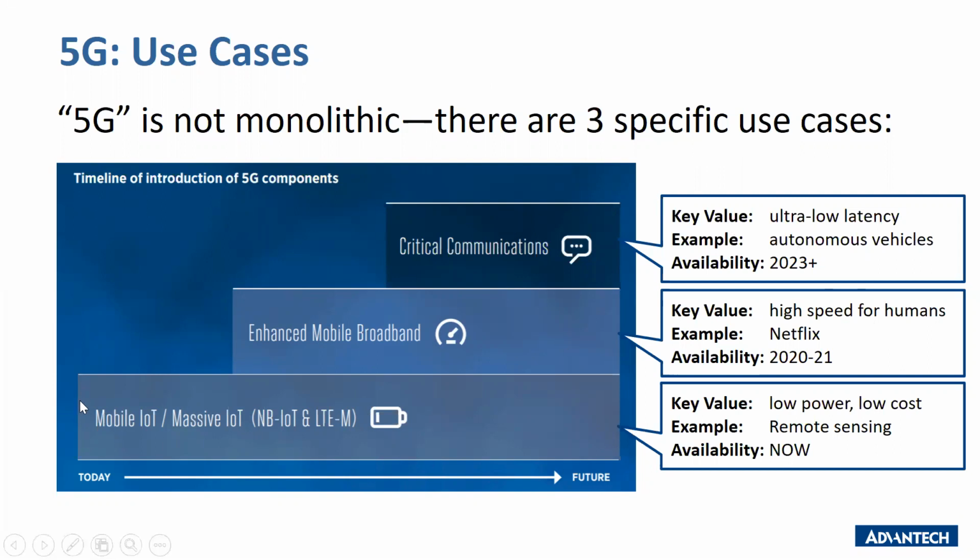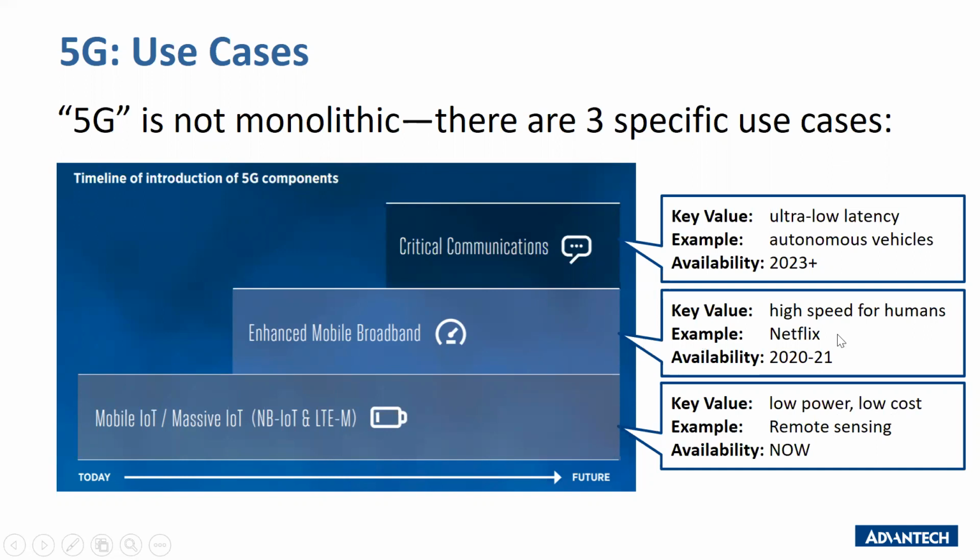Let's start with what's available today. Massive or mobile IoT. Remember, I was showing you NB-IoT, LTE Cat-M. The value here is low power, low cost, remote sensing, for example, and that's available now, okay? So yes, we have 5G now, at least this use case.